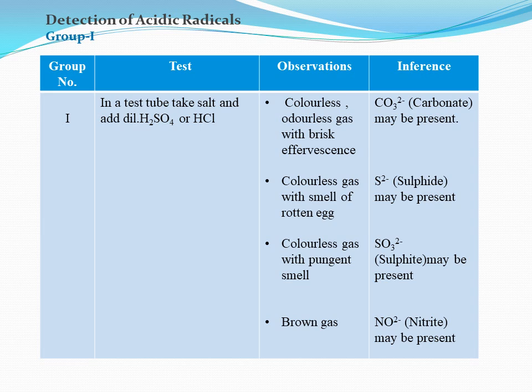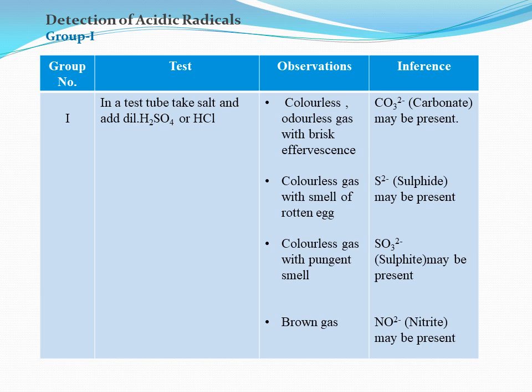Now the third point, what is the characteristic observation when you add these reagents to the salt? So you have to see whether any gas is evolving from the test tube or not. Here each radical will be giving a particular type of gas when treated with specific group reagent. So you should observe what type of gas evolves for each radical.